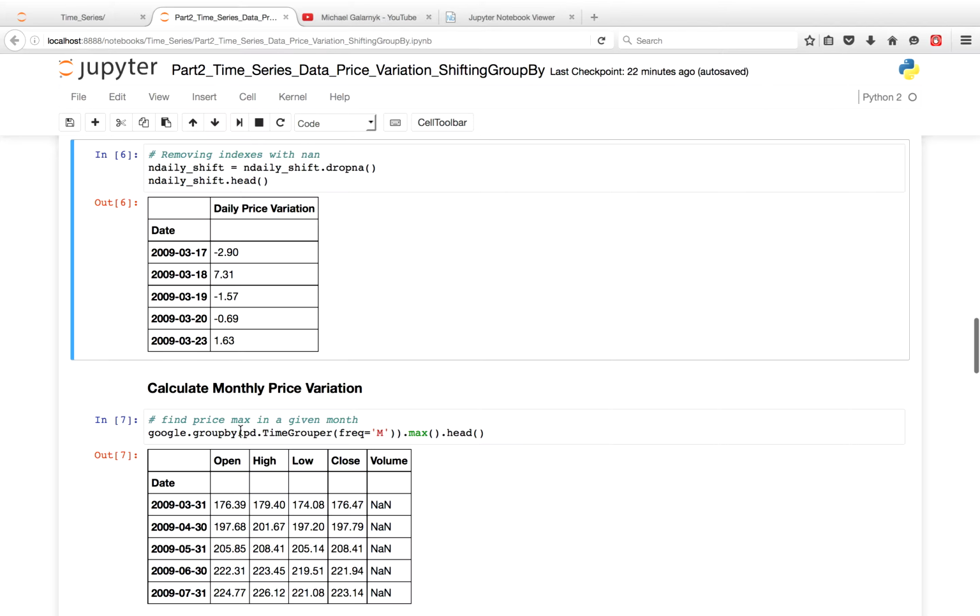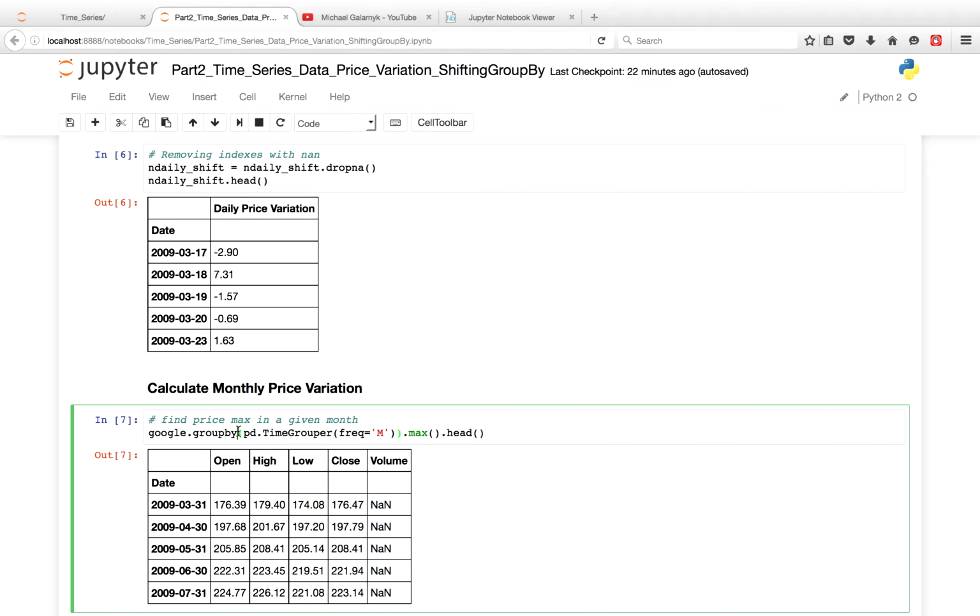Next, we're going to calculate monthly price variation. Pandas has GroupBy, a very SQL-like GroupBy, and you can group by datetime, which is wonderful, because our index is a datetime. This pd.Grouper essentially allows us to group by month. And max is just an aggregate function, finding the max price for all the columns here.